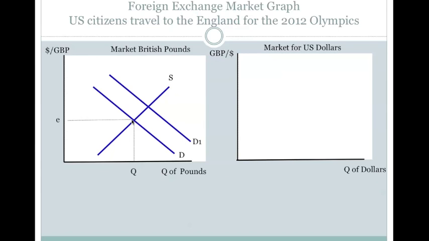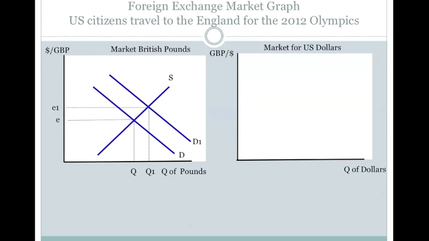Well, now what's going to happen to the price of the British pound as it relates to the US dollar? And of course, this wouldn't just be me, it'd be a lot of people traveling to England for the Olympics. Well, I can see here that I'm going to move along my supply curve, and I'm going to see the price of the British pound go up. And what that means is the British pound now is getting more expensive relative to the US dollar, because of the same reasons an ice cream cone would get more expensive as people demanded more of it. So the quantity supplied increases, and the exchange rate, or the price, increases as well.